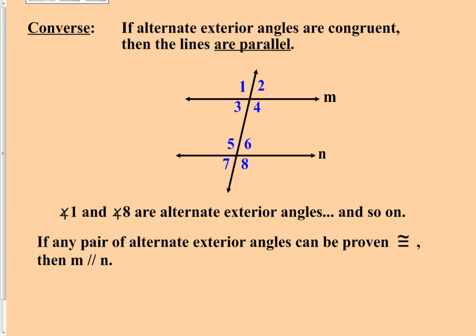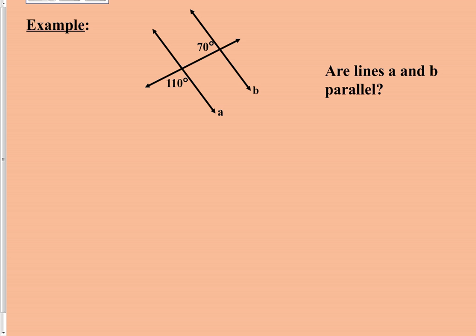Okay, so let's take a look at some examples on these. Let's say we're starting off with a diagram like this. Now, there's two different ways these converses can be used. We can use them to identify whether two lines are parallel or not, and we can also use these rules to determine what a variable would need to be in order to say that two lines are parallel. So we're going to use them both ways.